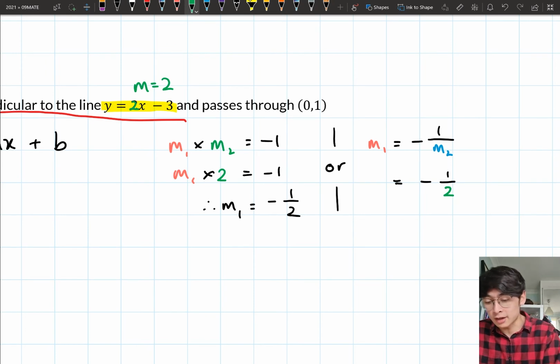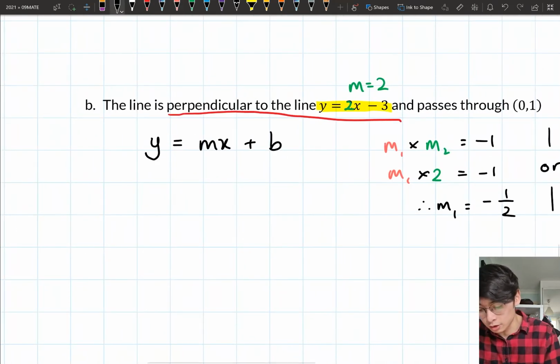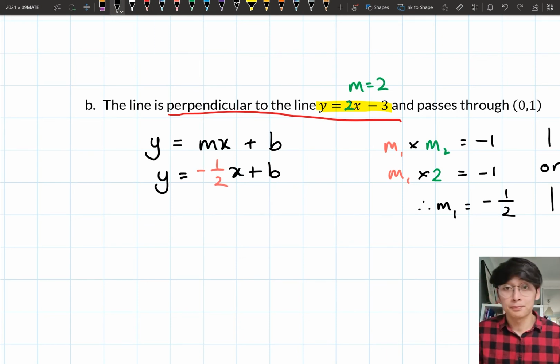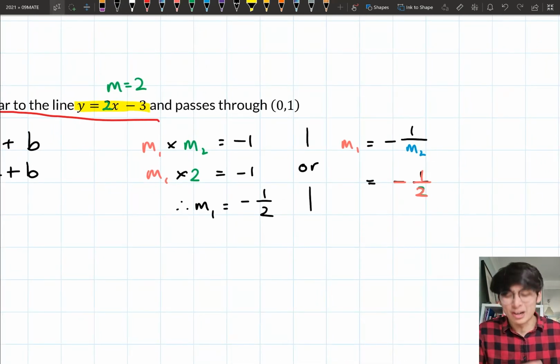So what I'm going to do now is I've got this value for m1, and I'm just going to substitute this in. So here, my line is going to have the equation y is equal to negative a half x plus b. Okay, that's the first step. So we've written the gradient intercept form. We've actually found the gradient by noticing that with our perpendicular line, the gradients need to multiply to give me negative 1. Or in this case, I use this alternative method, which is just a rearranged version of this equation here.